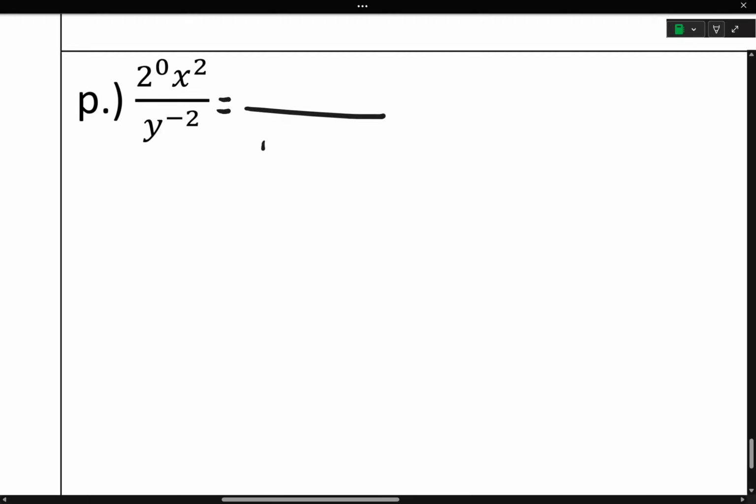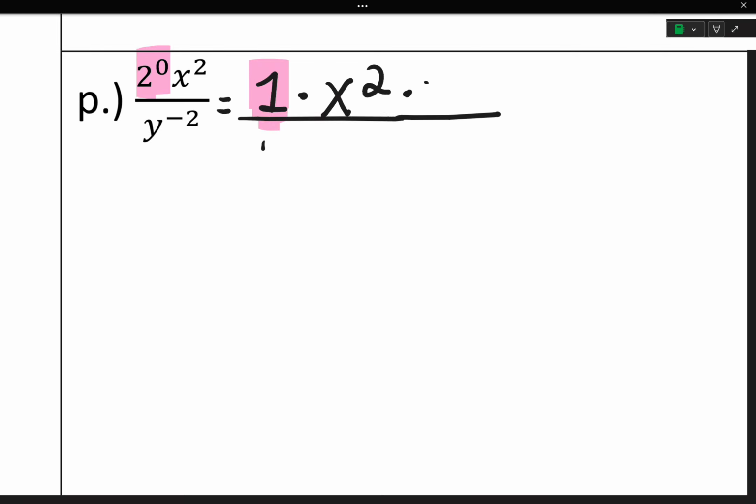Got 2 to the 0. That's gonna give us 1. Because anything to the power of 0 is 1. X squared stays there because it's a positive exponent. And then y to the power of 2 goes up top. Let's simplify this. This just really ends up being x squared y squared.